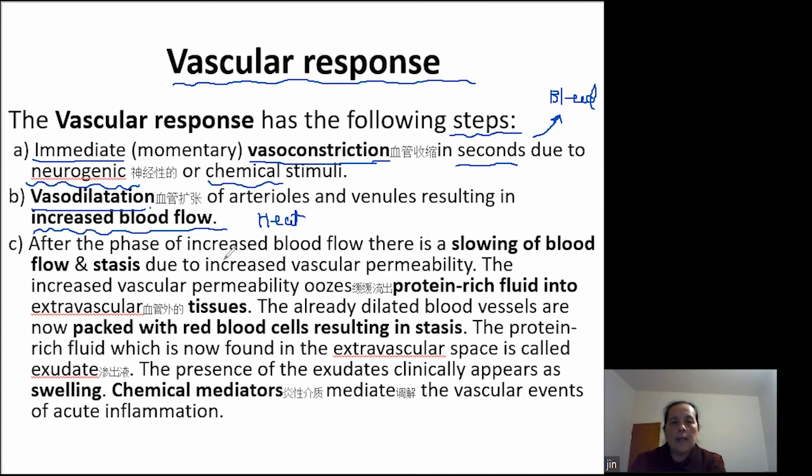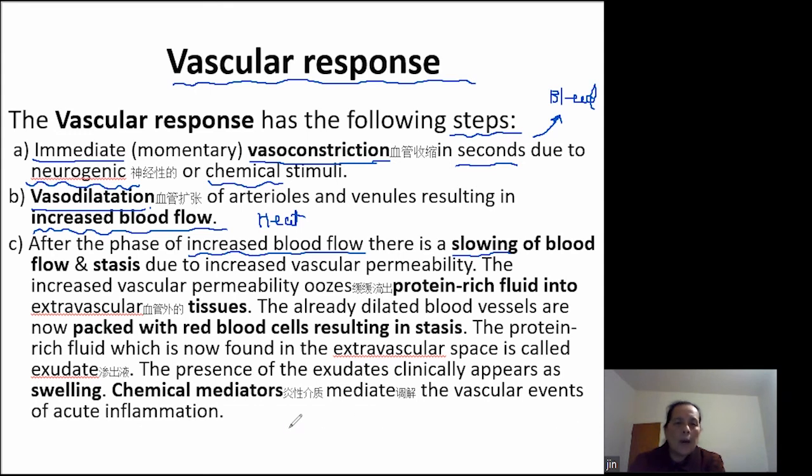And we say increased blood flowing, blood vessels dilate, certainly increased blood flow goes locally, but they slow the blood flowing.